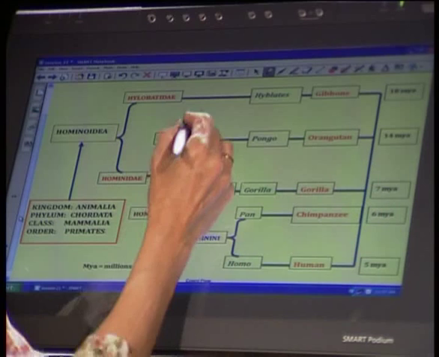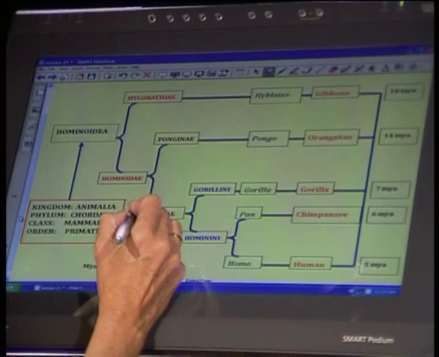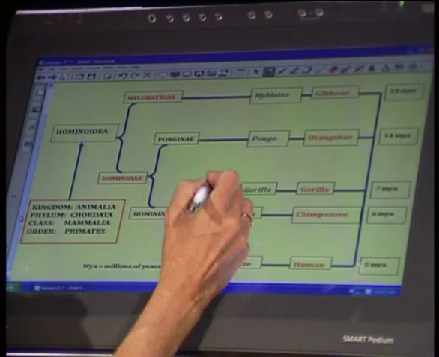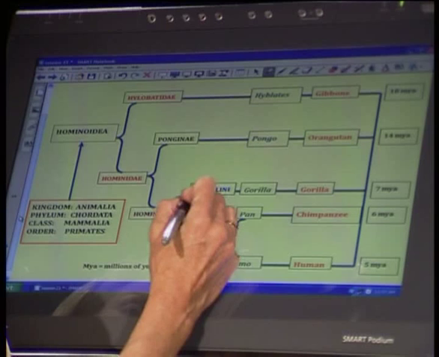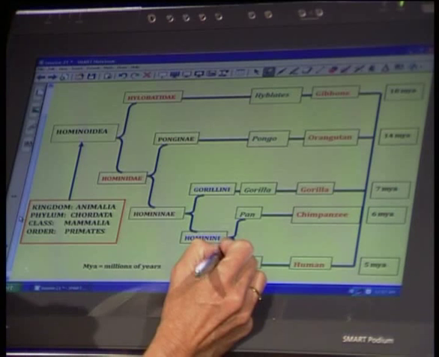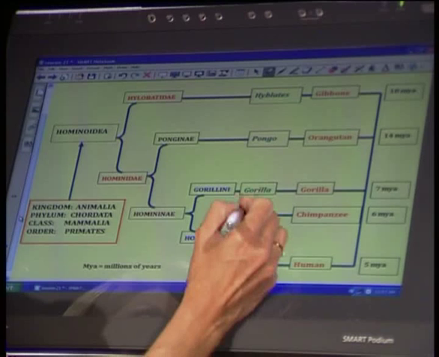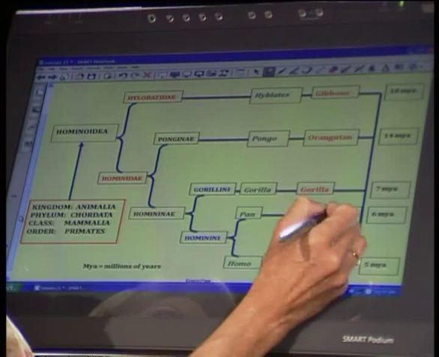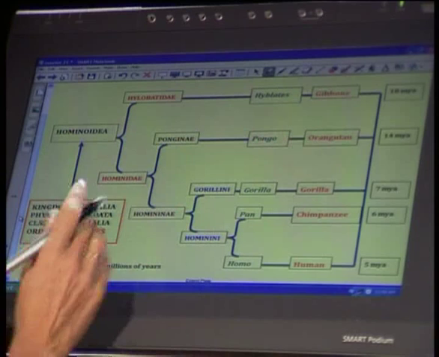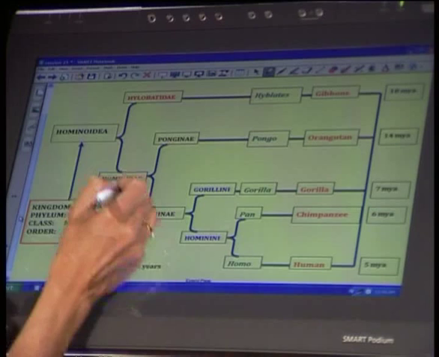That split results, now the Ponginae end up becoming your orangutans. And then you have your Homininae, the Gorillini and the Hominini, they split here at about 6 million years ago. So your gorillas carry on there, and then your Hominini split again about, I'd say 5.5 million years ago, they split into the Pan and the Homo. The Homo ends up being us, and the Pan end up being the chimpanzees. And this is how they say everything split up. So we all come from the same phylum, the same class, and the same order. And then the splits start.